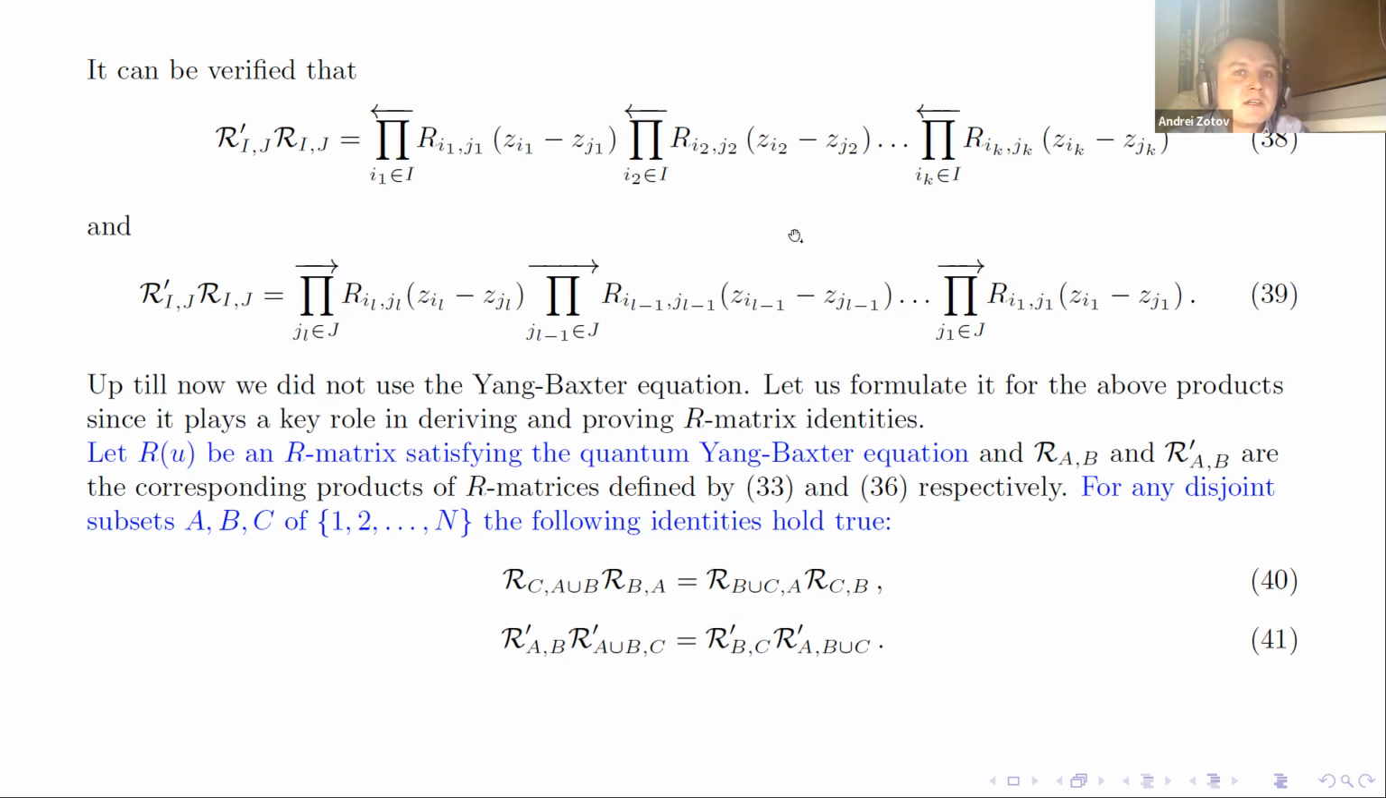And so these notations allow us to write it down in a very compact form. And it is formulated below. Consider any distinct subsets A, B, C, then the following identities hold true. And these identities, in fact, encode the quantum Yang-Baxter equations. I couldn't find these relations in literature, but I think they are known.